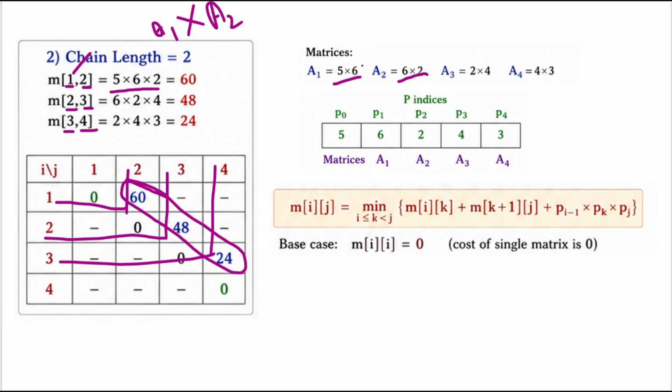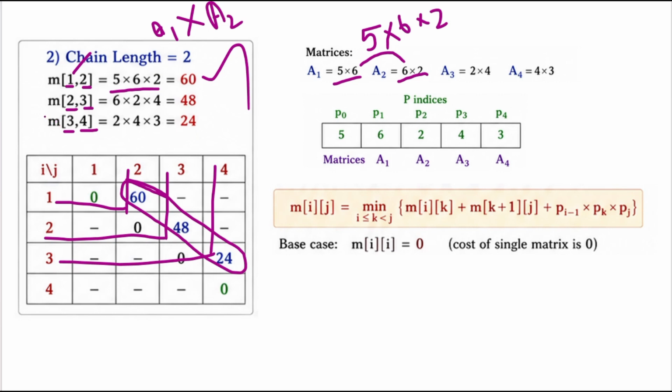How to find the scalar multiplication? 5 into the common value, right? So write it one time: 5 into that common value 6 into 2, right? Then what is 5 into 6? 30, and 30 into 2 is 60. This is the scalar multiplication of the first two matrices.